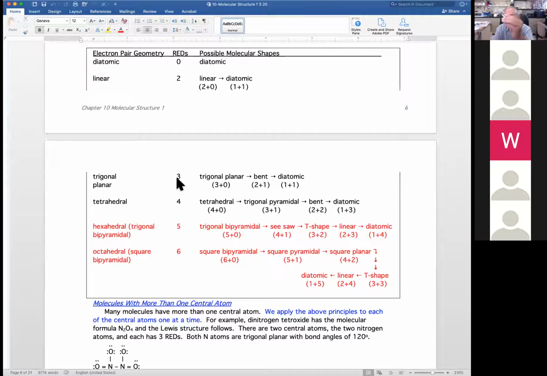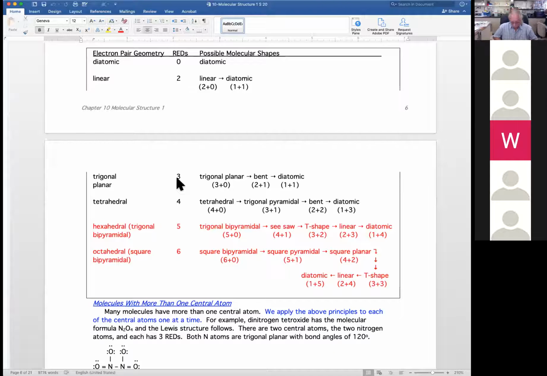So what about this one? It's not symmetrical, is it? It's bent. So again, if these are polar bonds, it's a polar molecule. Yes. If these are nonpolar bonds, it's a nonpolar molecule. Right. Now when I get to diatomic, I got only one bond. It's not symmetrical, right? If this bond is polar, it's a polar molecule. If it's nonpolar, then it's a nonpolar molecule.